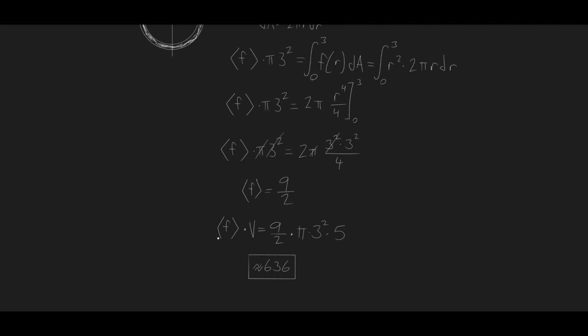What this means is that, to find what we were looking for before, we multiply this value by the volume, or pi times 3 squared times 5, and we get about 636, which is the same as we got before.